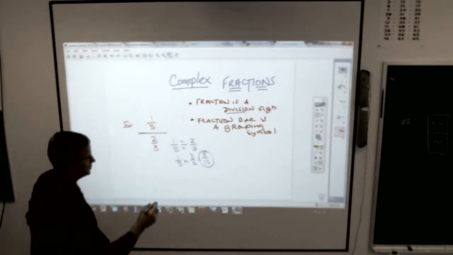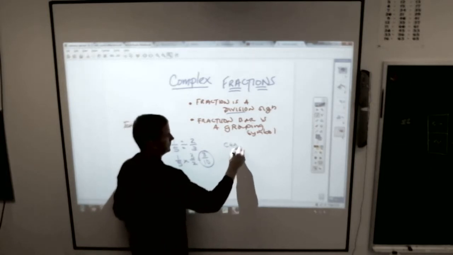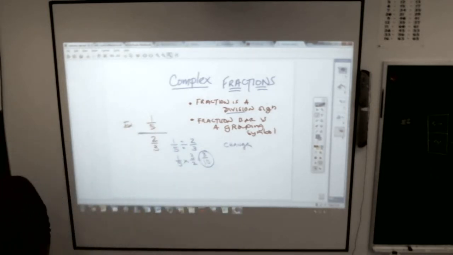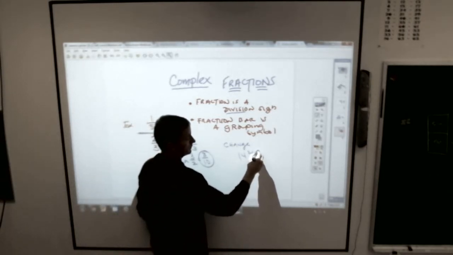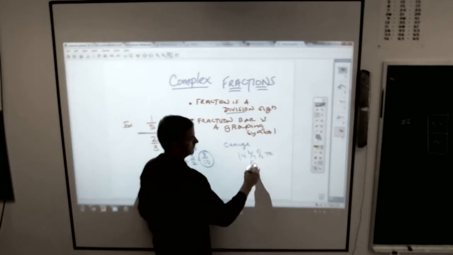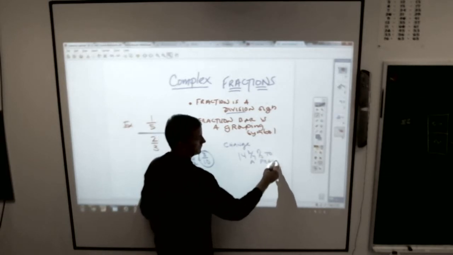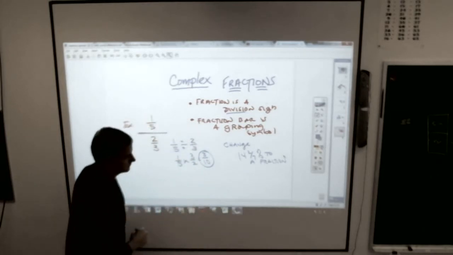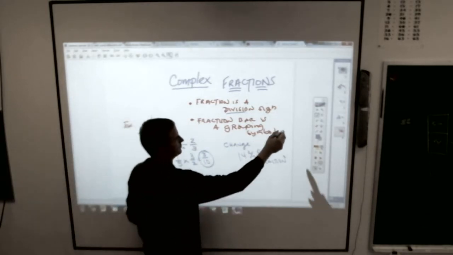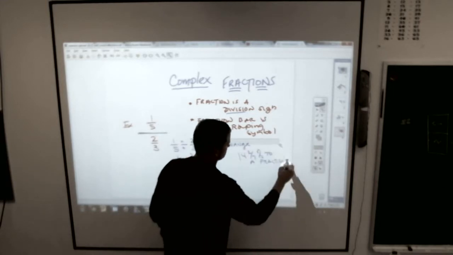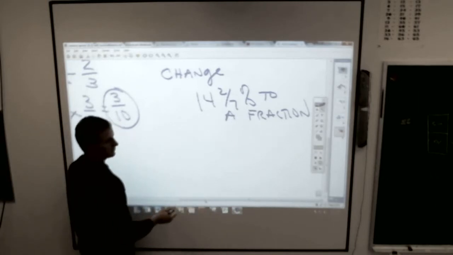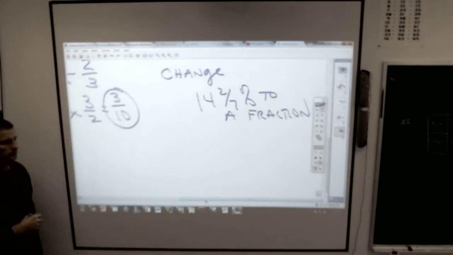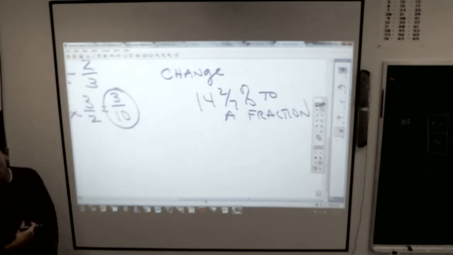What if I asked you to change 14 2/7% to a fraction? How does that come into play with what we were talking about? Anybody know how you would do that? I asked you to change that to a fraction. You can change it to a decimal, I guess, but that still doesn't really get you too far. You've got fractions, all sorts of goofy things there.